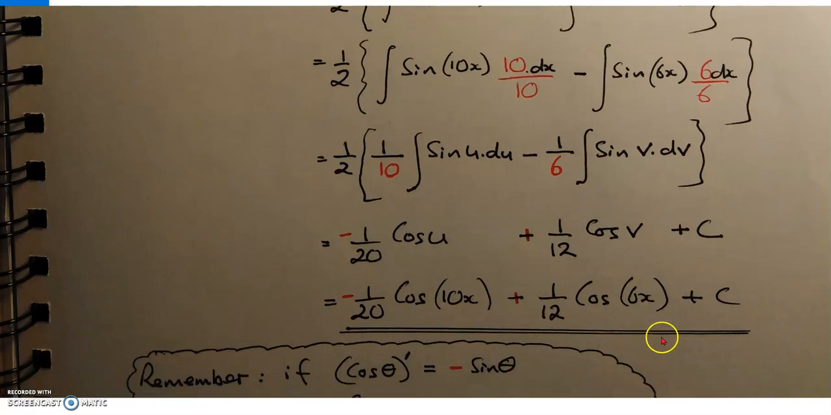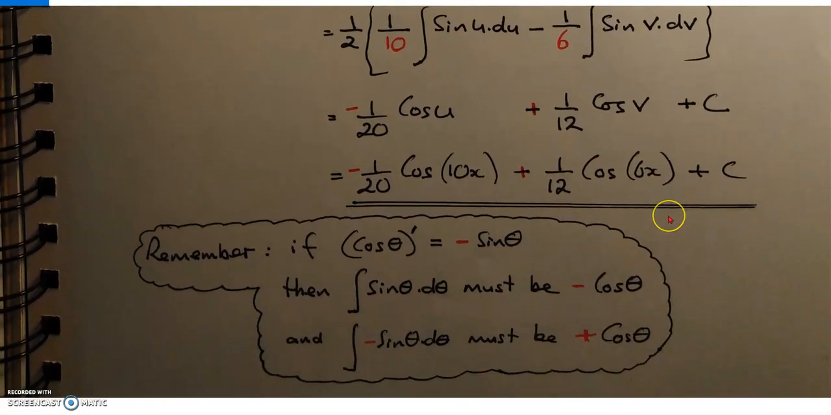Cosine of 10x, because 10x is u, plus 1/12 the cosine of 6x, because 6x is the v after all. And at the bottom of the page here, I've just put a little reminder of, if you differentiate the cosine, its derivative is minus sine. So if you integrate positive sine, you must get negative cosine. If you integrated negative sine, it must go back to the positive cosine there.